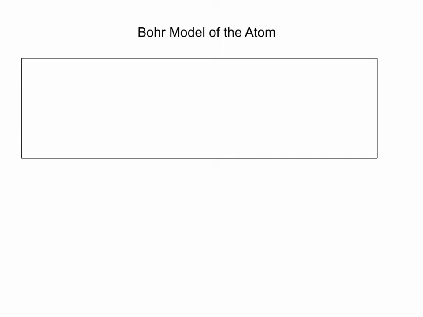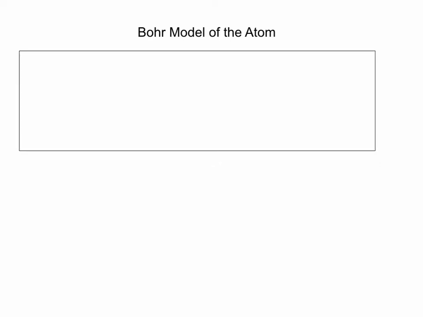So, as we've talked about, the model of the atom has changed over time. And one big jump in our understanding of the atom came from Niels Bohr. He developed the so-called Bohr model of the atom, which actually describes how light and matter, the atoms and electrons in matter, interact with each other.